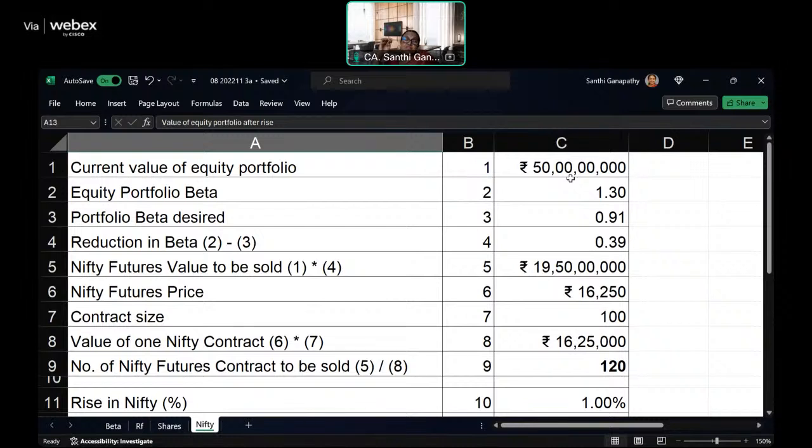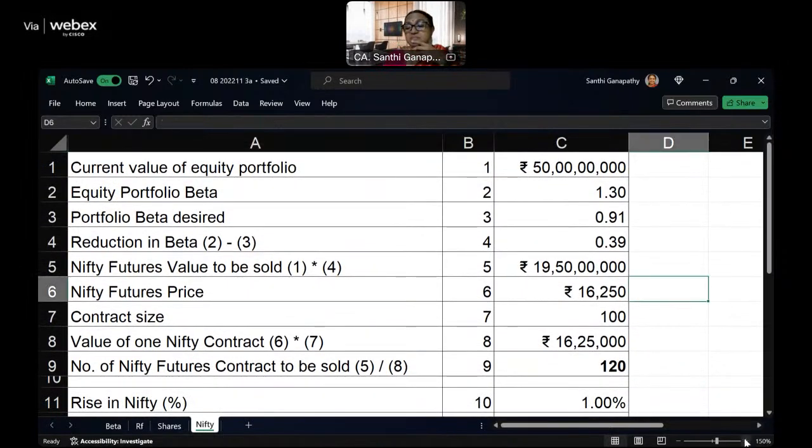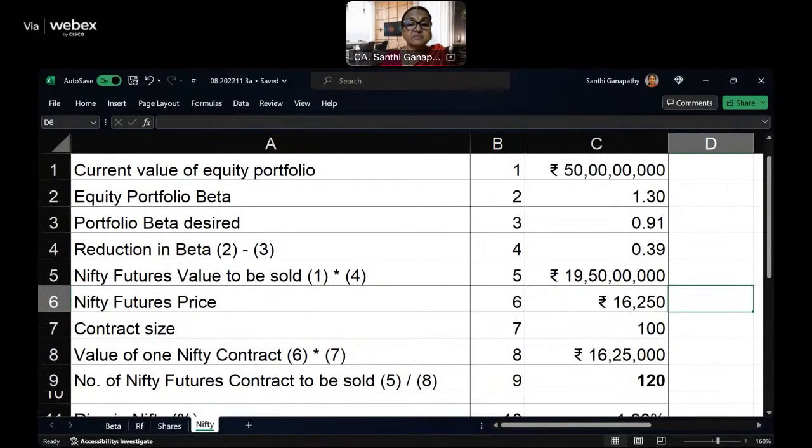What is the contract size? So what is the value of one contract? How many contracts to be sold? What do we know? We know if you sell 120 Nifty futures contracts, then you would have been successful in bringing down the beta.